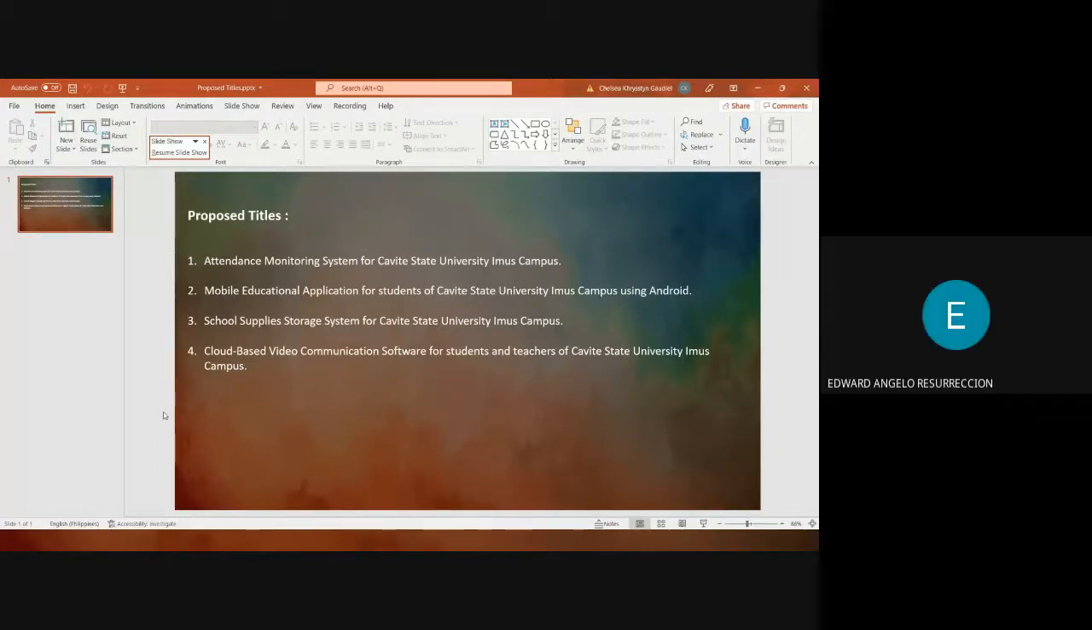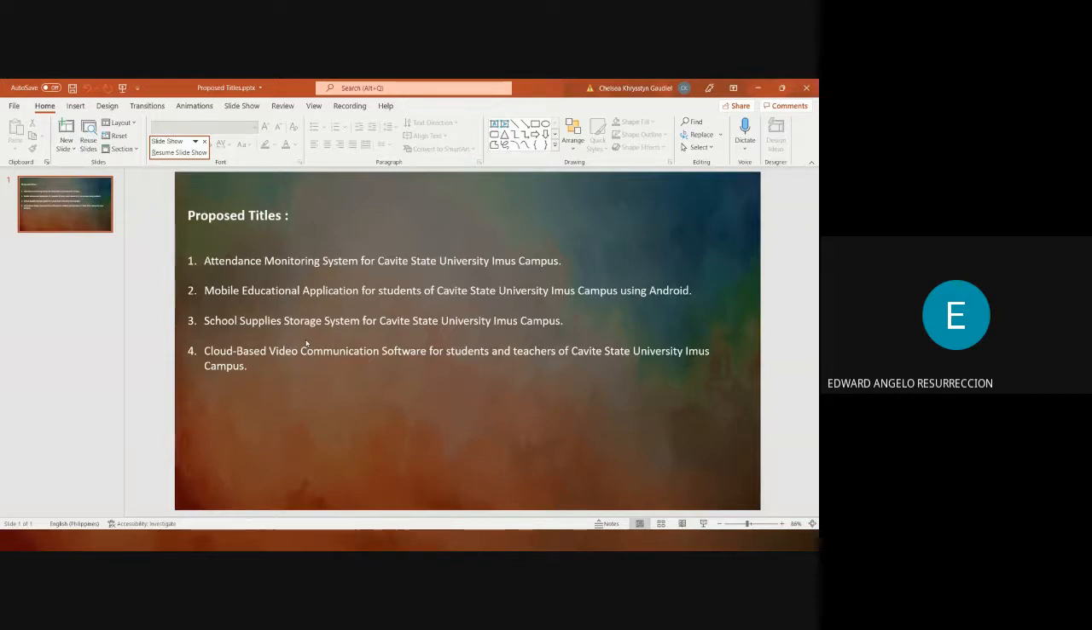School supplies storage system for Cavite State University Imus campus. Our aim is to give a better sorting and inventory system for the campus and for our customer to be updated whether it's available or not, and possibly in and out system.